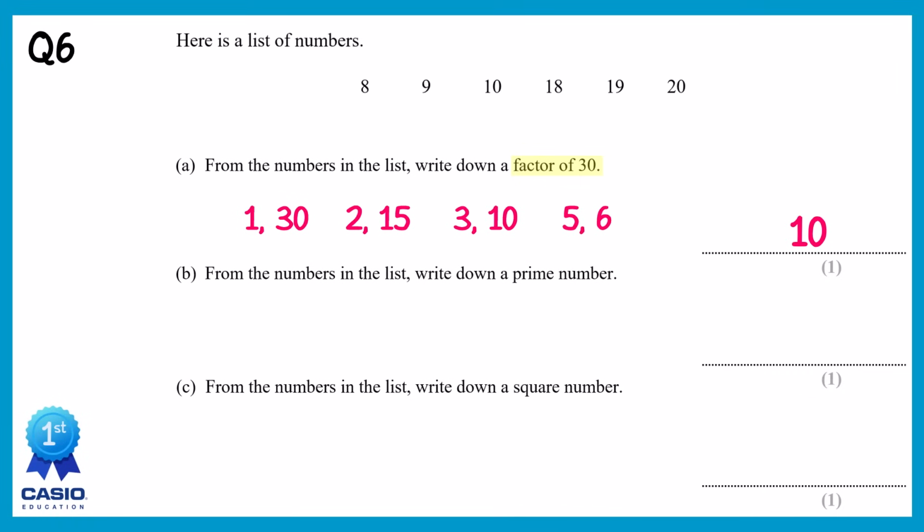In the second part of the question, we're looking for a prime number. Prime numbers are numbers that have exactly 2 factors, so the list of prime numbers looks like this. The only one of these numbers from the list is the number 19, so that's the answer.